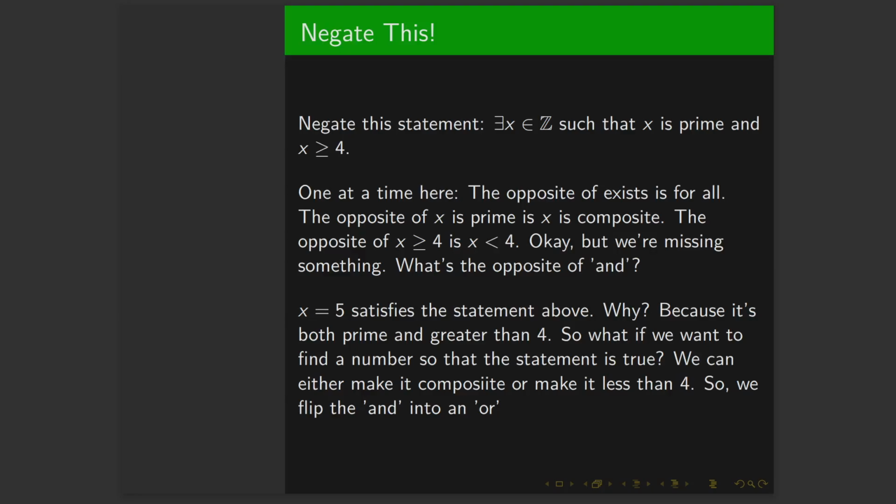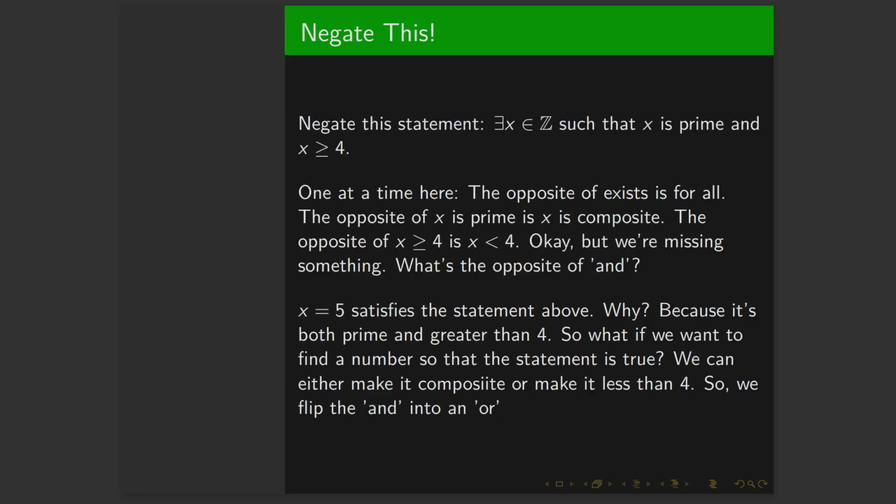But we're missing something. What's the opposite of and? Let's just think about an example here. Let's look at the number 5. x equal to 5 satisfies the statement above. x is prime and x is greater than or equal to 4. We found an integer so that the statement is true. How would we make this number 5 not true anymore? Well, you don't have to make it composite and less than or equal to 3. You just have to choose one of them.